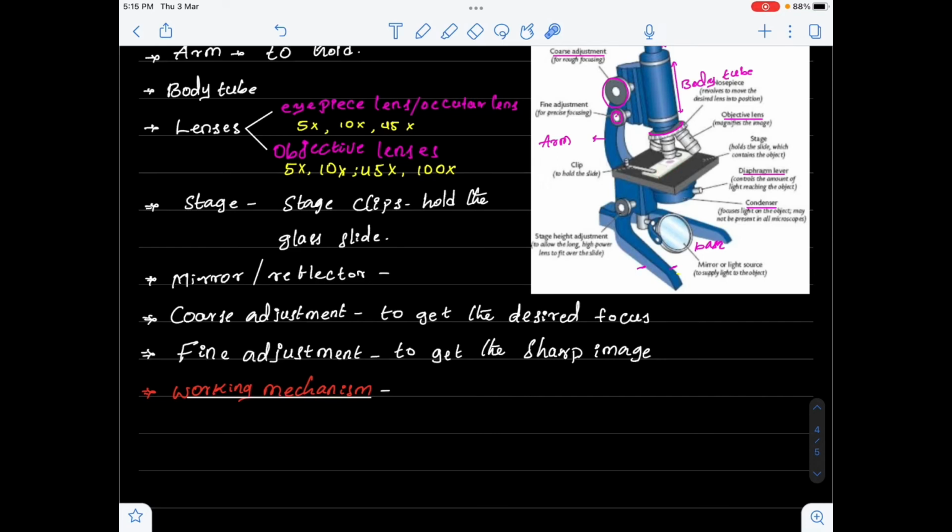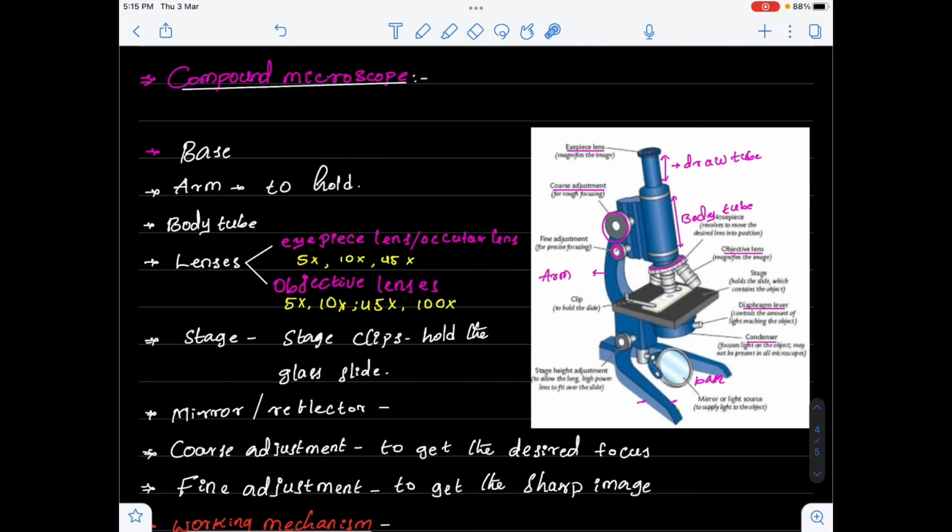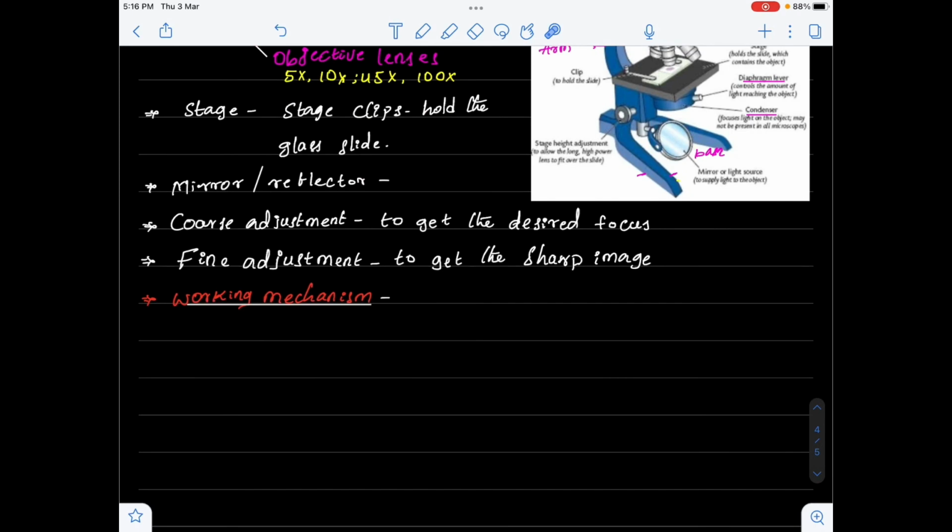So when the light falls on this mirror, the light will be reflected and it passes through the material which is kept on the stage. And with the help of objective lenses and ocular lenses, we can see the image. Actually the real and inverted image of the material which we have taken on the glass slide is formed by the objective lenses, and it is further converted into a virtual image with the help of these eyepiece lenses. So this is the working mechanism of the compound microscope.